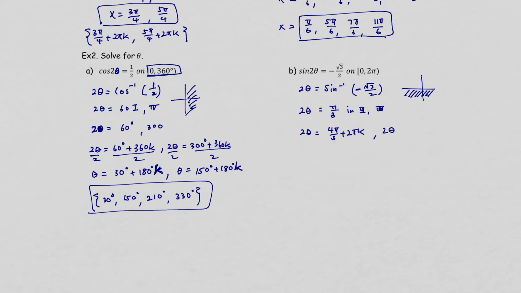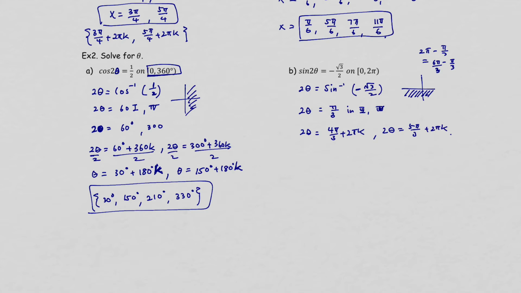And when in the fourth quadrant, it will be 2 pi minus pi over 3. 2 pi minus pi over 3, you're going to get 6 pi over 3 minus pi over 3, right? So that's going to be 5 pi over 3 plus 2 pi k.